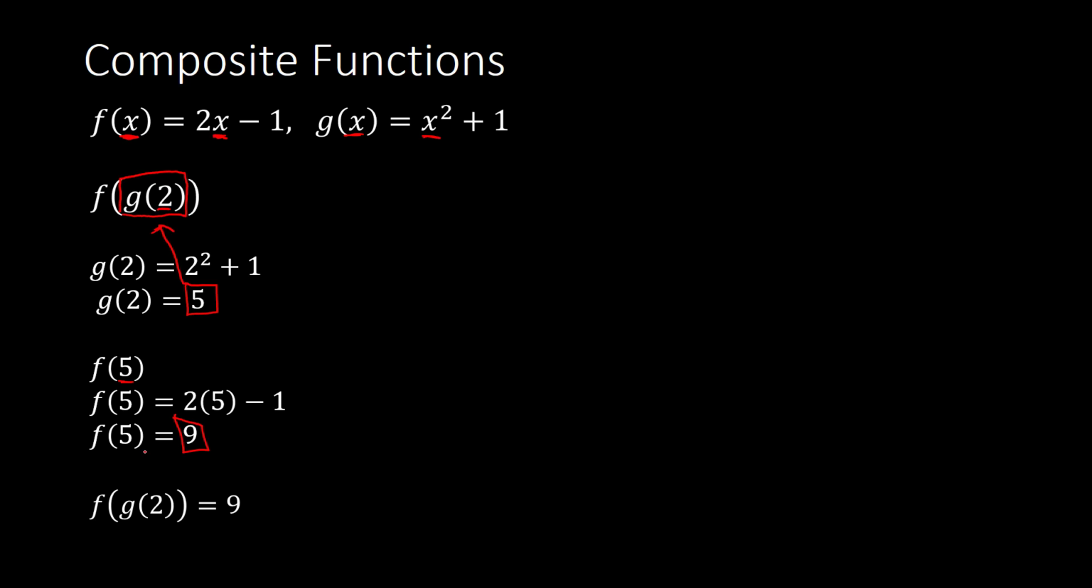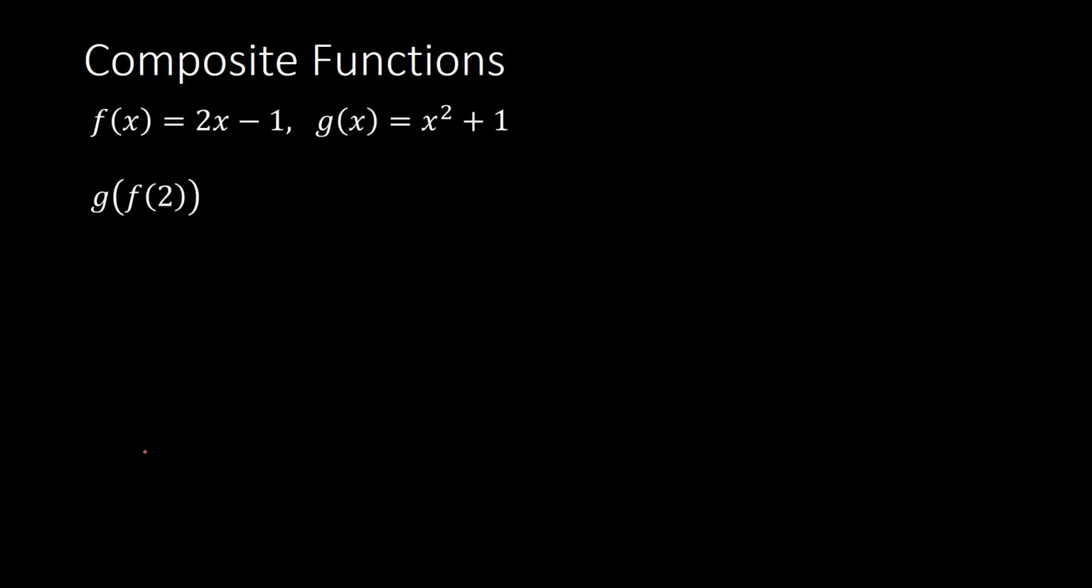Now I'm going to show you one more with the same functions, but instead of f of g of 2, I'm now going to have g of f of 2. So same process where I want to start on the inside, with the innermost parentheses first, and find f of 2. Well, what is f of 2? I have an f here, so I'm going to look at the f function, and in place of x here and here, I'm going to put in that 2. So f of 2 would be 2 times 2 minus 1, which would be 3. So f of 2 is 3.